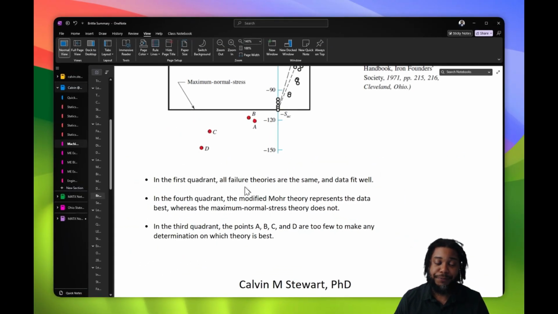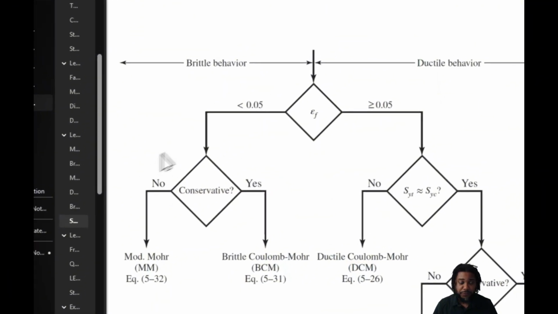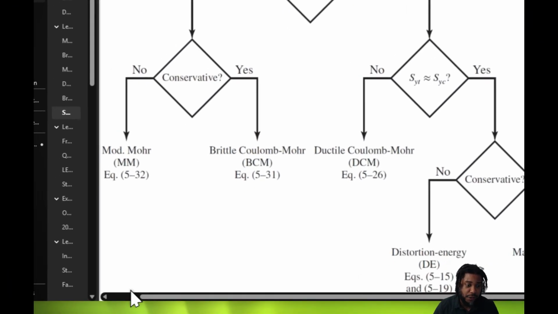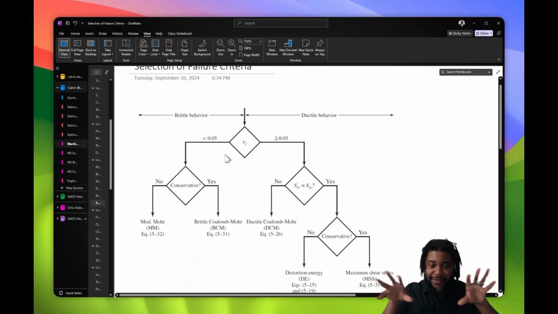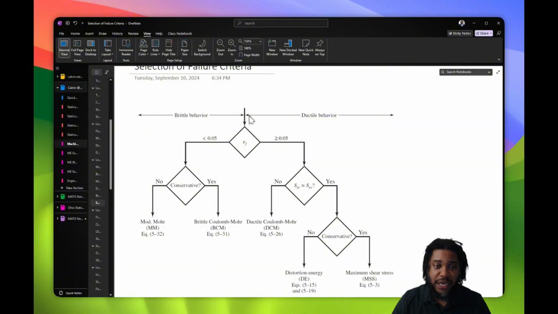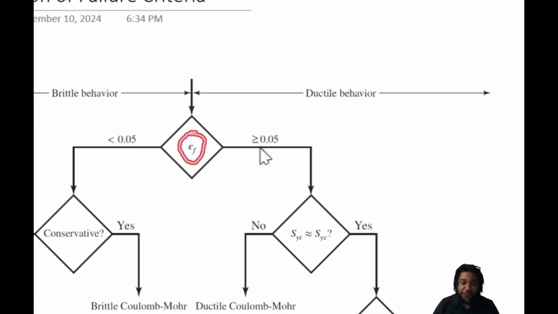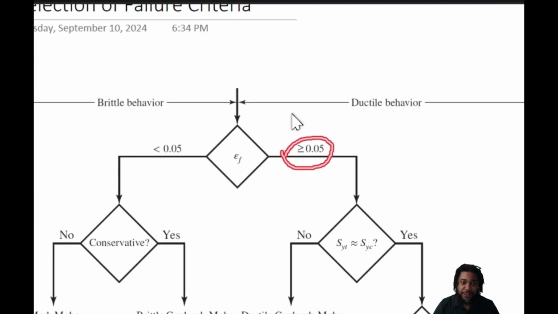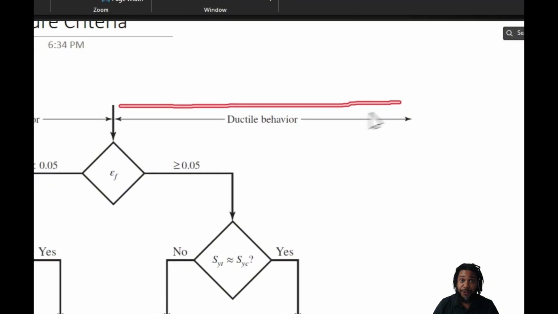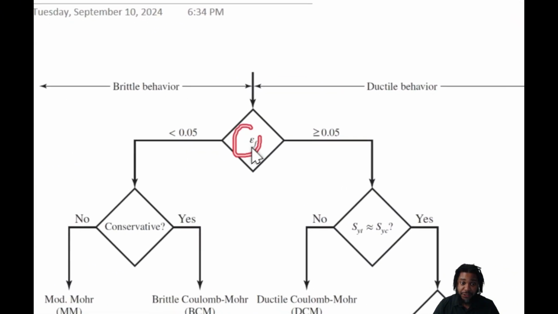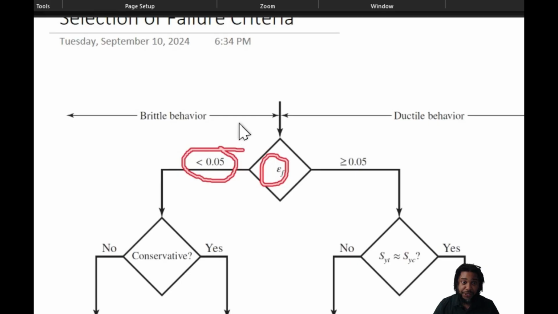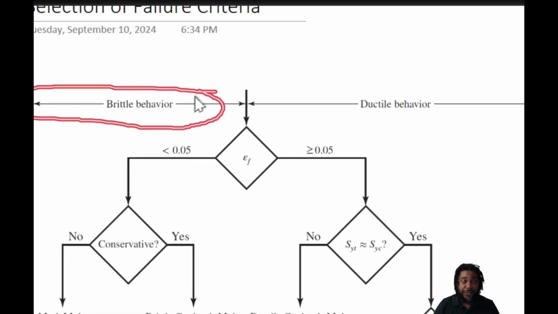So now let's summarize: how do we select which failure theory to use? There is a nice flowchart in our book which breaks things down and helps us to determine which case to use. Let's start with looking at the ductility of our material. If the ductility is greater than 5%, then we should be using a ductile failure theory. If the ductility is less than 5%, then we should be using a brittle theory.